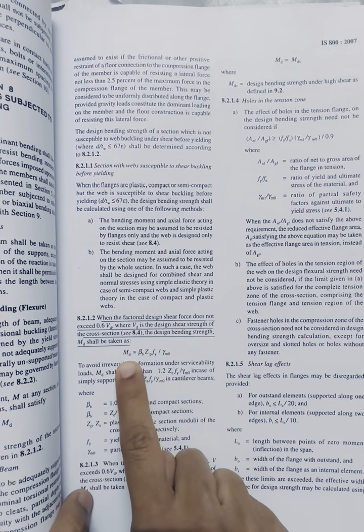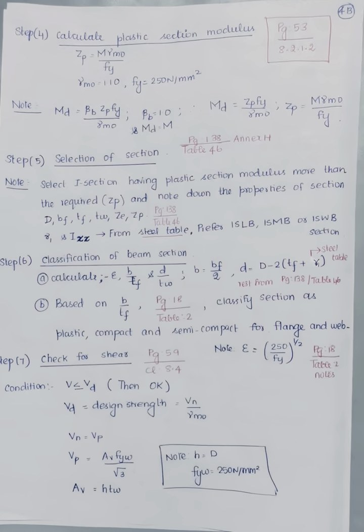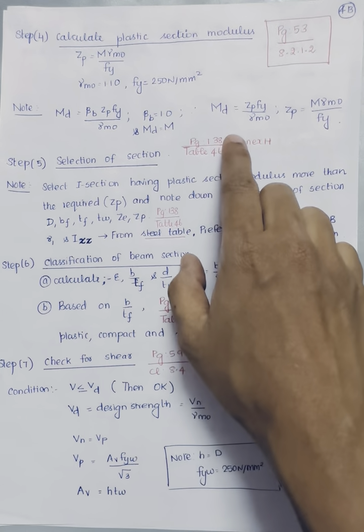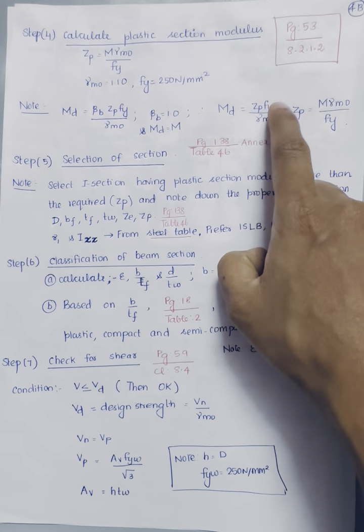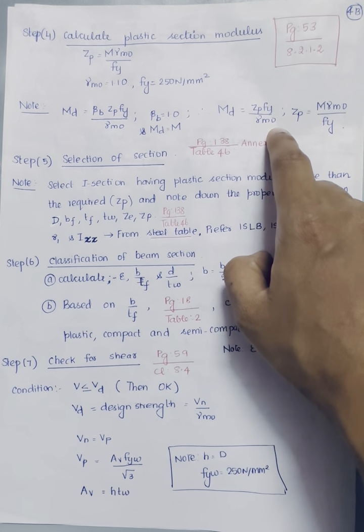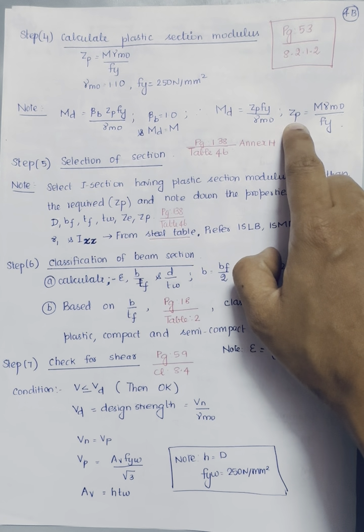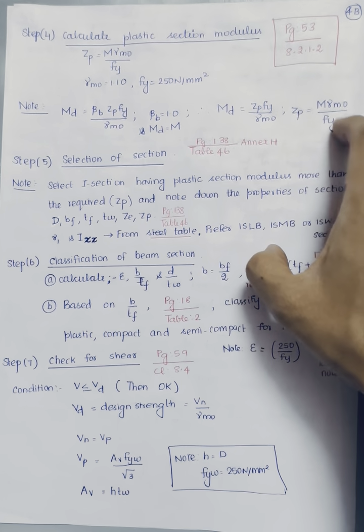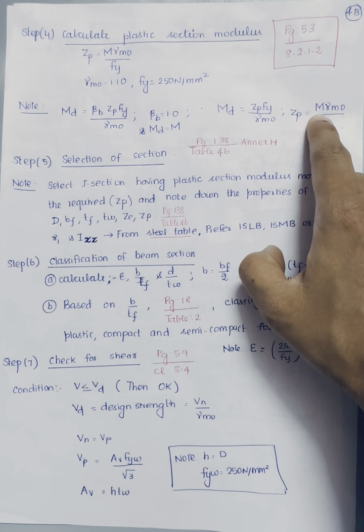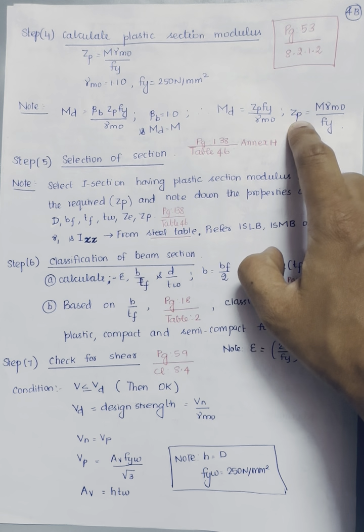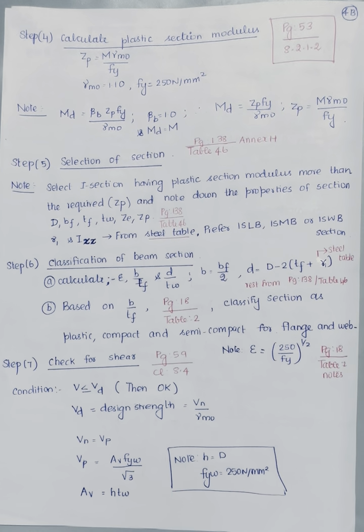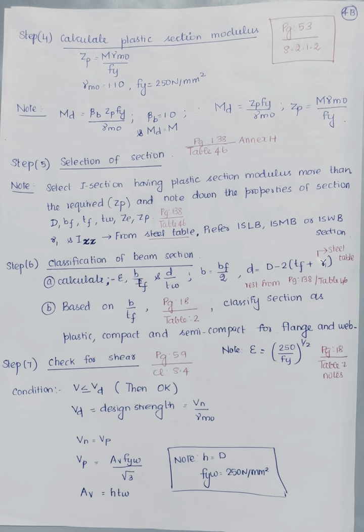So, the formula will be rearranged as MD is equal to ZP Fy by gamma m naught, from which we can obtain ZP is equal to M gamma m naught by Fy. Here MD is replaced by M and beta B is made as 1. So from this formula we obtain the plastic section modulus. We know gamma m naught is 1.10 and Fy is 250 Newton per mm square. Now the plastic section modulus is identified.